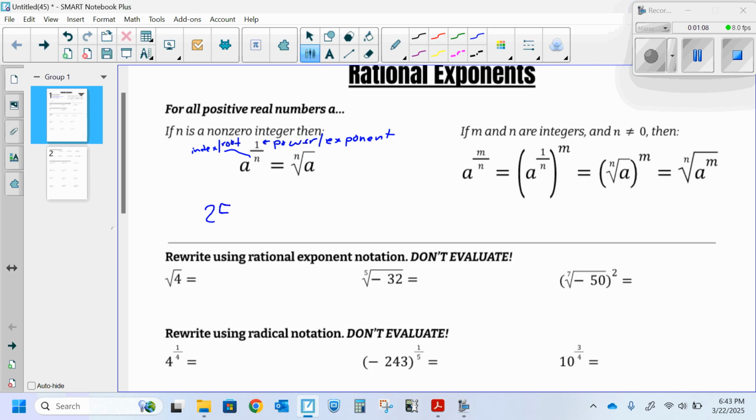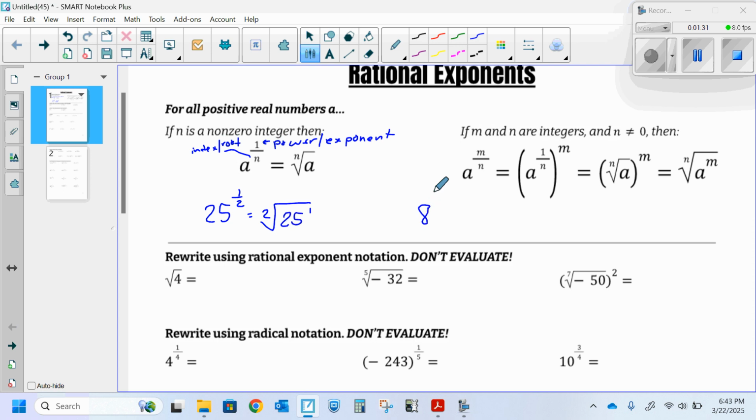If I have 25 to the 1/2 power, this is saying the square root of 25 to the first power. Now that 1, which is basically what this is telling you, can be written outside or inside the radical. It doesn't matter. It does the same thing. So let me give you another example.